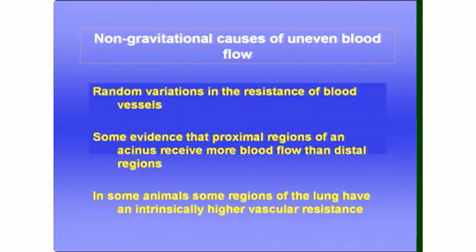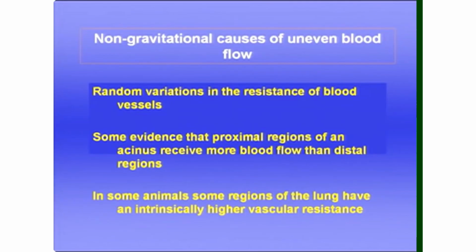Now, I should emphasize that although gravity has a very important effect on the distribution of blood flow, there are other factors as well, and I'll just mention them briefly. As you might expect, at any particular level in the lung, there are random variations in the geometry of the blood vessels and therefore the resistance of the vessels. And so these cause some uneven blood flow at a particular level. There's also some evidence from animal preparations that in the acinus, the proximal regions, that's the region nearest the heart, the proximal regions of the acinus receive a little bit more blood flow than the distal regions.